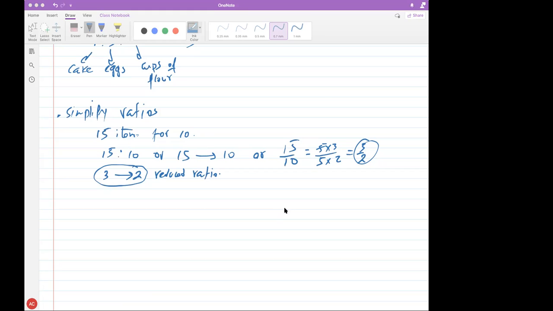Okay, so you may see in the homework ratios, and we'll be asked to reduce them to the lowest terms or something like that.